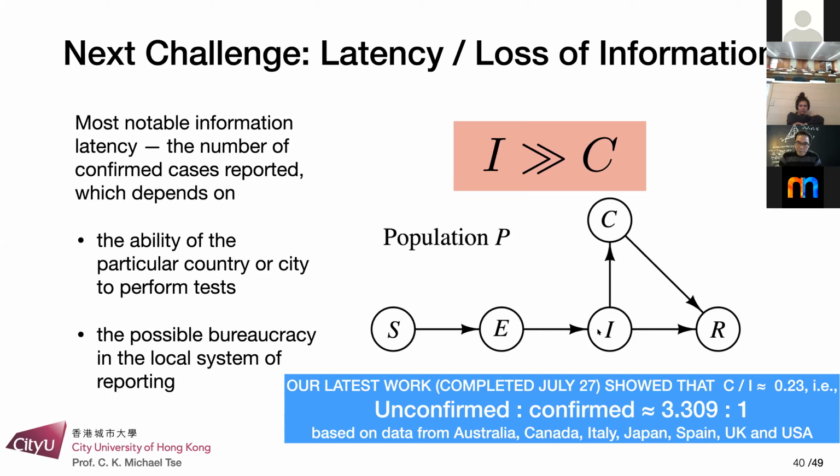But there could still be a large group of infected individuals who have not been tested. And in fact, our latest work, which we completed last week, using a similar model, has shown that the C to I ratio is about 0.23. So unconfirmed to confirmed is about 3.3 to 1. In other words, there are about 3 times more people who are actually infected but not confirmed. So that poses a very serious problem.